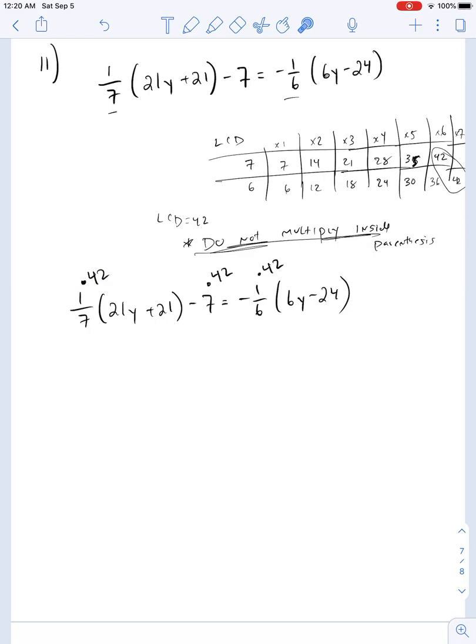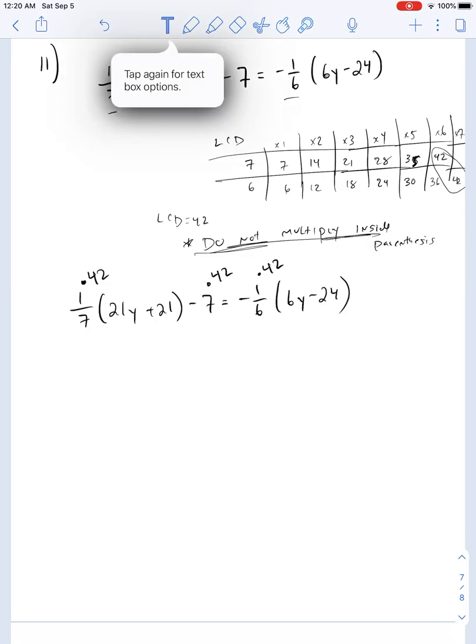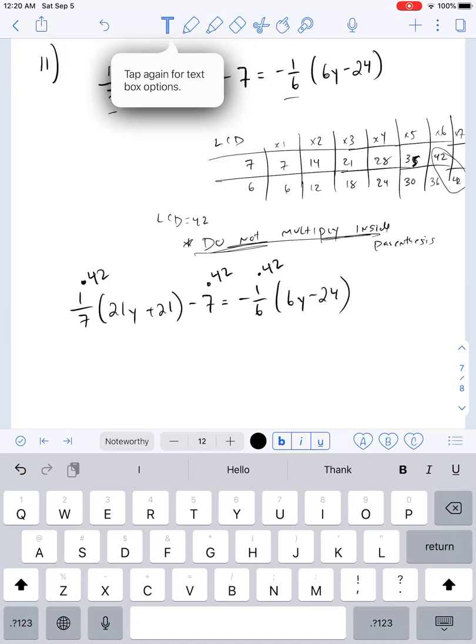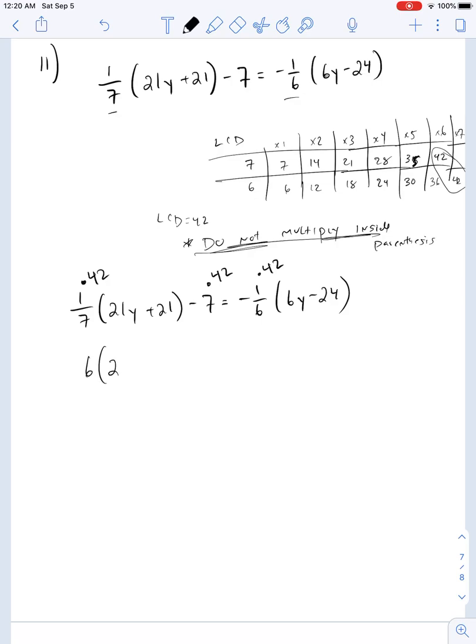Okay, we do 1 times 42. That's 42. We divide that by 7. That gives us a 6. We bring down our parentheses and the 21y plus 21. We multiply our negative 7 by 42. Looks like that gives us a negative 294. And then we multiply negative 1 times 42, and then you divide that by 6. That right there should give you negative 7.